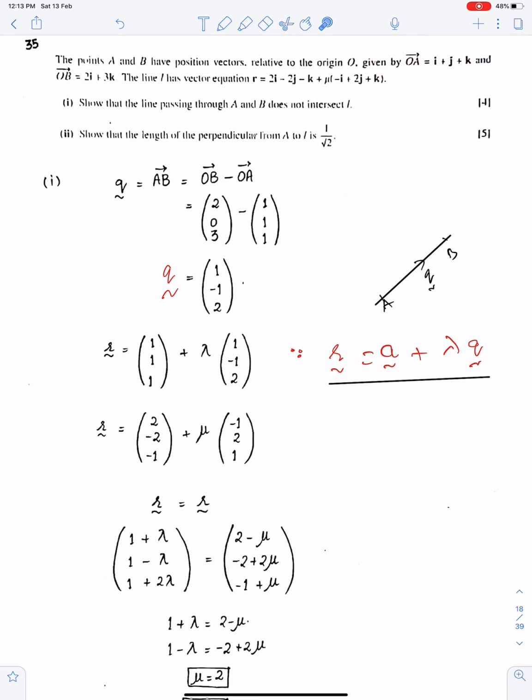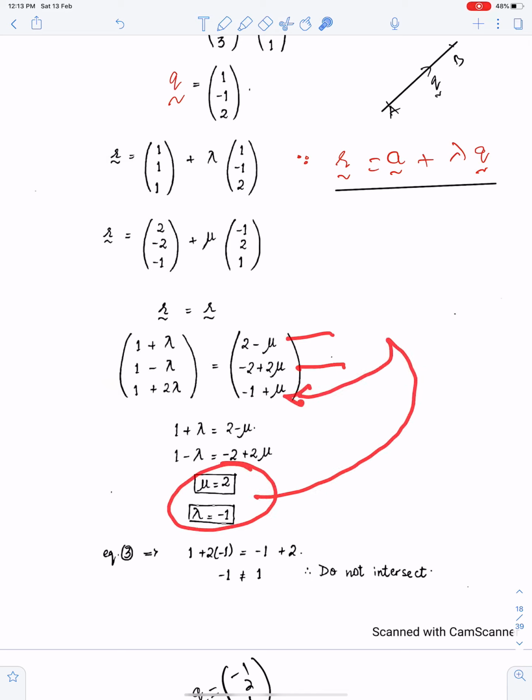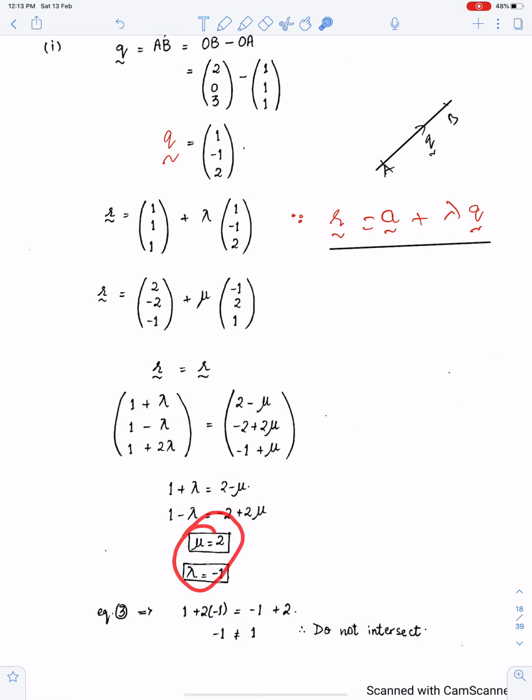Now, we have to show that this line does not intersect the line L. This is the equation of the line L. We just need to equate their r's. After equating their r's, we have three equations. Solve any two. We solved this one, and we got these values of mu and lambda. By substituting mu and lambda into this equation, because we did not consider this equation for solving, we have shown that the lines do not intersect because this equation is not verified for these values of mu and lambda.